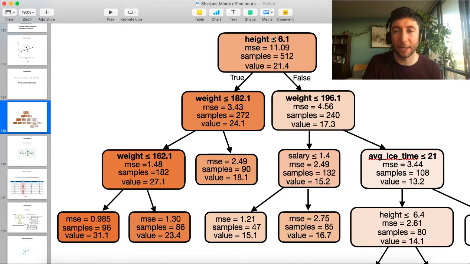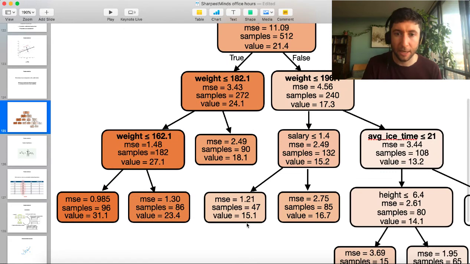So suppose you have a hockey player who is taller than 6'1", so he ends up here. Let's say he weighs less than 196 pounds, so he ends up here. And let's say he's making less than $1.4 million a year, so he ends up here. Our prediction is going to be that he's going to score 15.1 goals in that season.